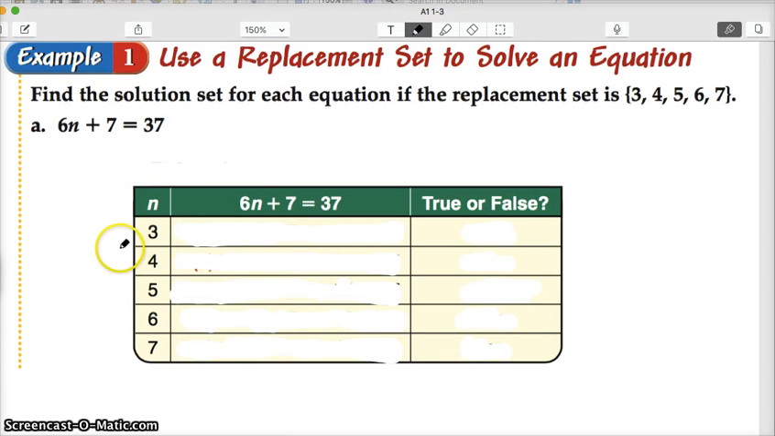So here we're going to use a replacement set to solve an equation. Here's the equation: 6n plus 7 is equal to 37. And here's the replacement set, some suggested values that we're going to plug into our equation. I like this handy chart.